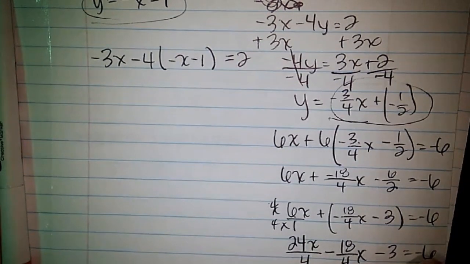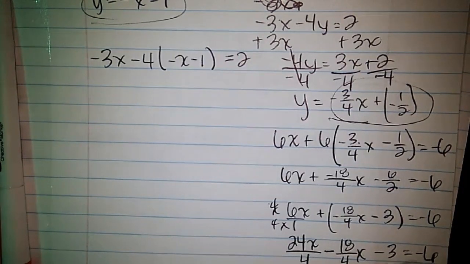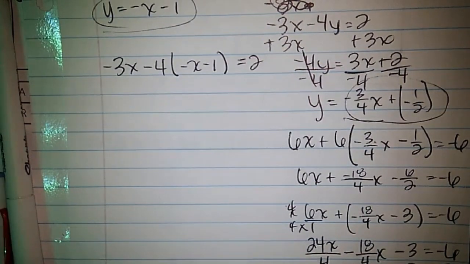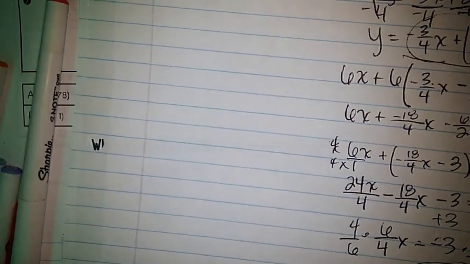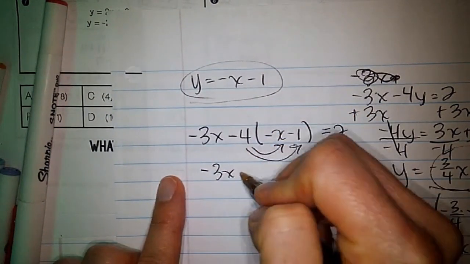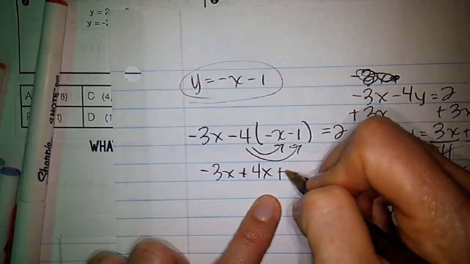Did y'all get x equals -2? Did you get x equals -2? Yes? Combine like terms. 4 minus 3. Yes?